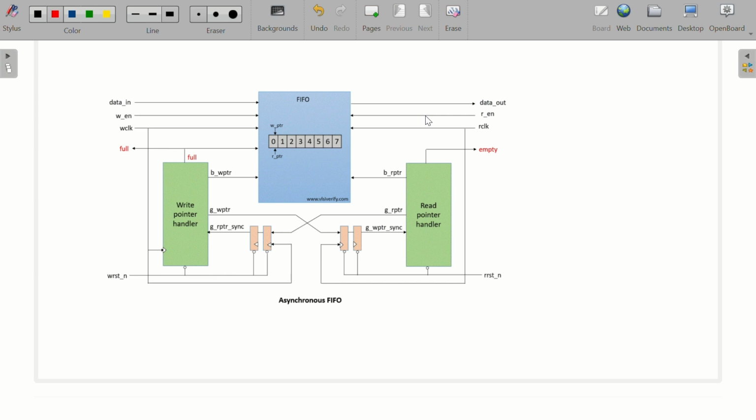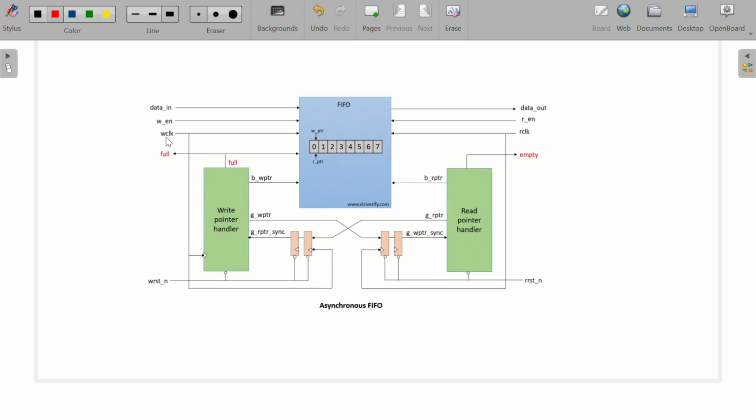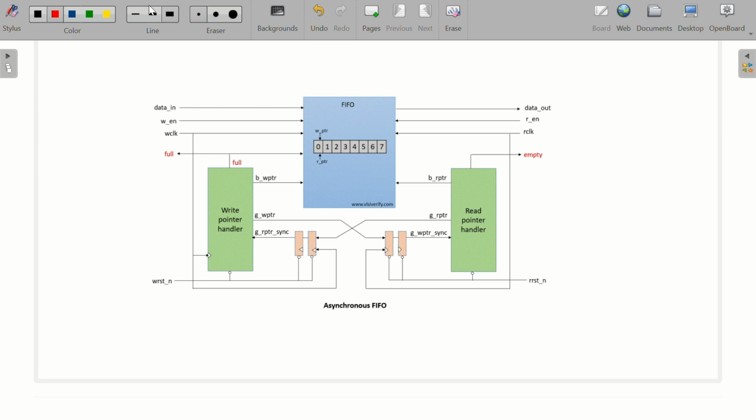And whenever read enable is asserted, which is with respect to your read clock domain, it means you can read the data from the FIFO. W clock refers to your write clock, and R clock refers to your read clock. All the operations done in domain 1 are with respect to the W clock, and all the operations done in the read clock domain are with respect to the R clock.